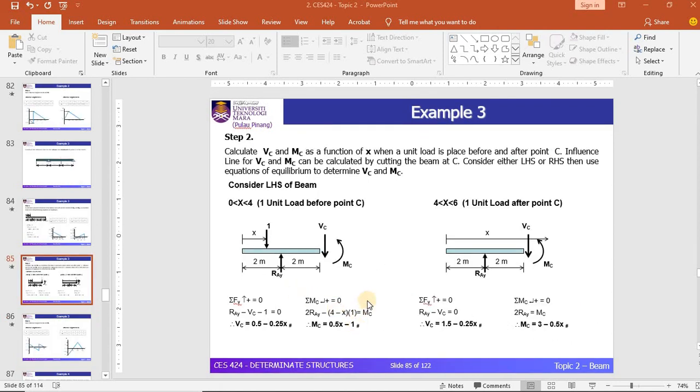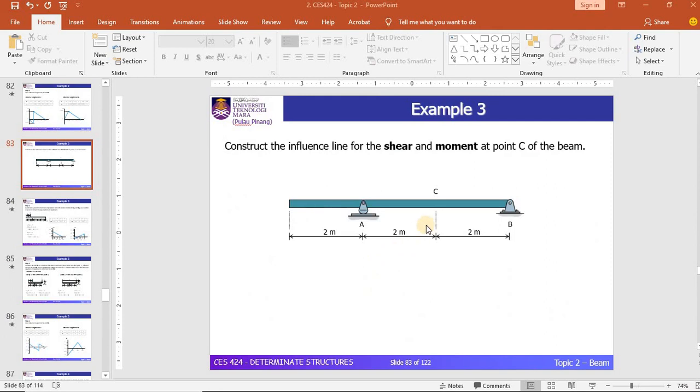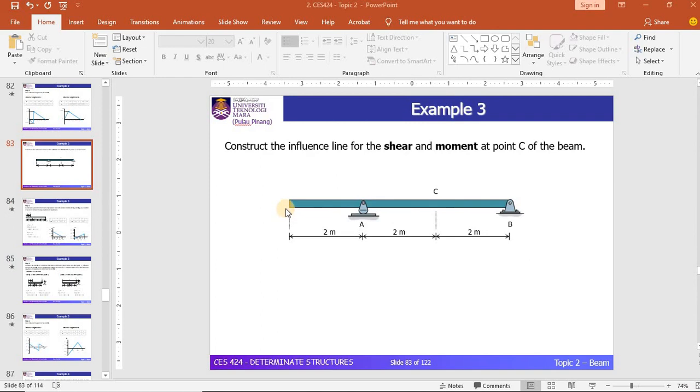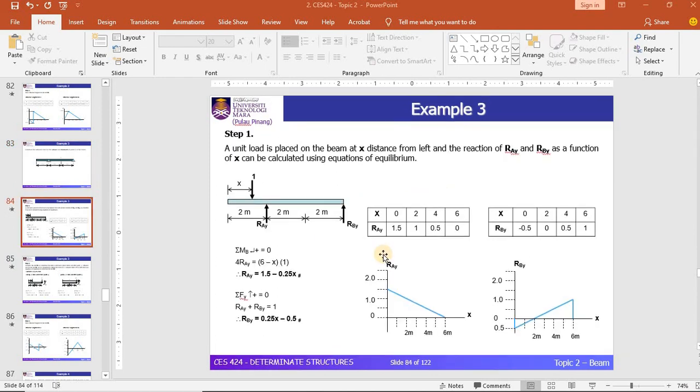So the next step, you need to choose, and again you need to choose whether you want to consider the left hand side or the right hand side of point C. Based on the solutions, you can see that the solution considered the left hand side of point C, which is from this point to this point.